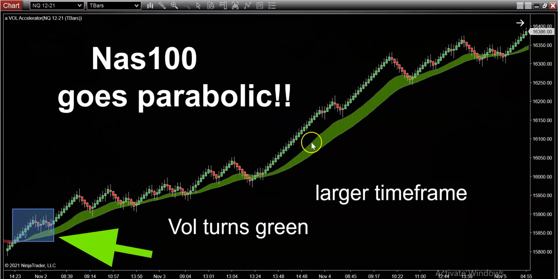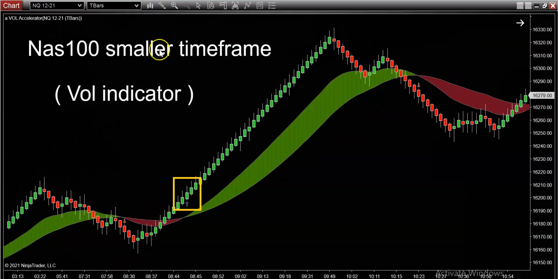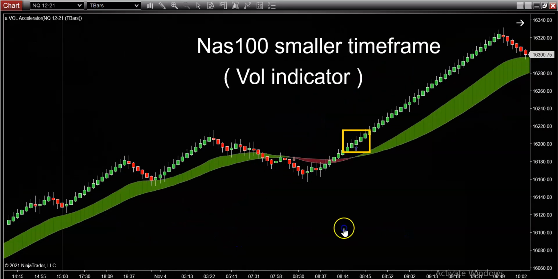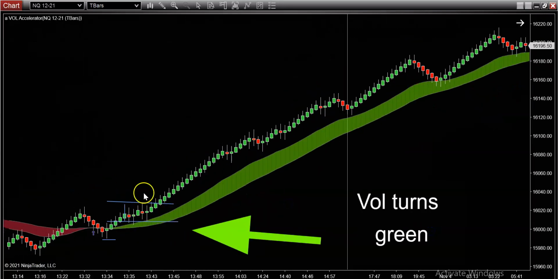Okay, so this is the larger chart. We are green, and all I'm doing here, guys, is jumping over to a smaller time frame and loading the volume indicator on the smaller time frame chart, which is the Nas100. And like I said, guys, I'm only taking the green. So here would be one, and then here would be another one, right? Here would be another one right here that we're taking. And we're going to ignore all of the reds.